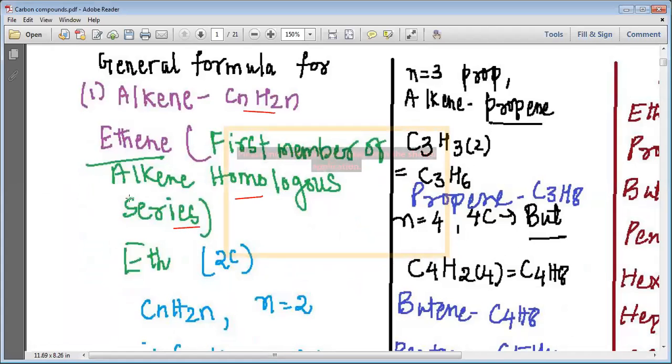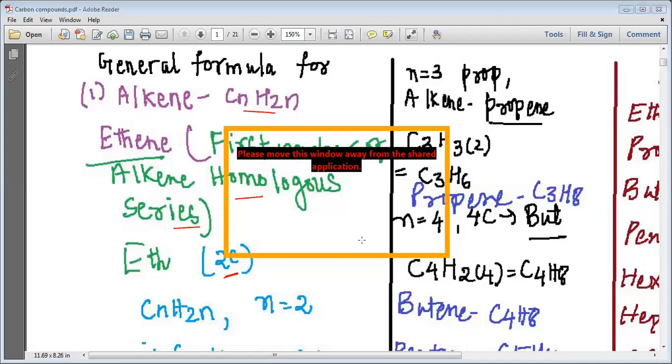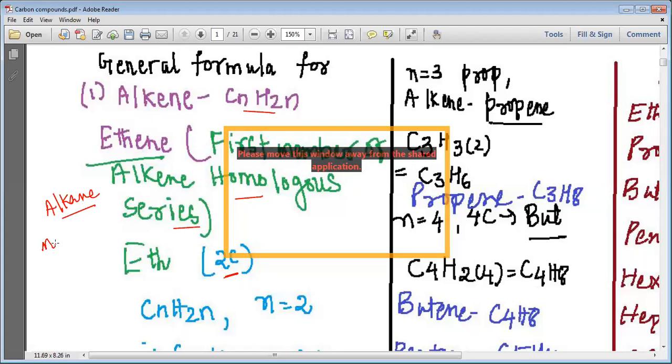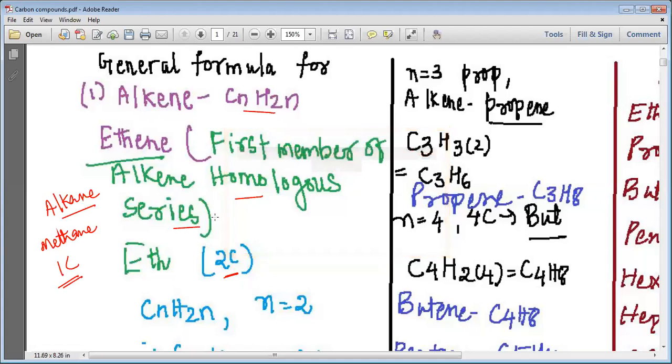Now, why does the first member have only two carbons? This is the question that arises in our mind. Actually, the first member of alkane started with one carbon. When we studied about alkanes, the first member was methane, and that methane was of one carbon. But then for alkene, why do we need two carbons? We need two carbons because alkene has carbon double bond carbon.